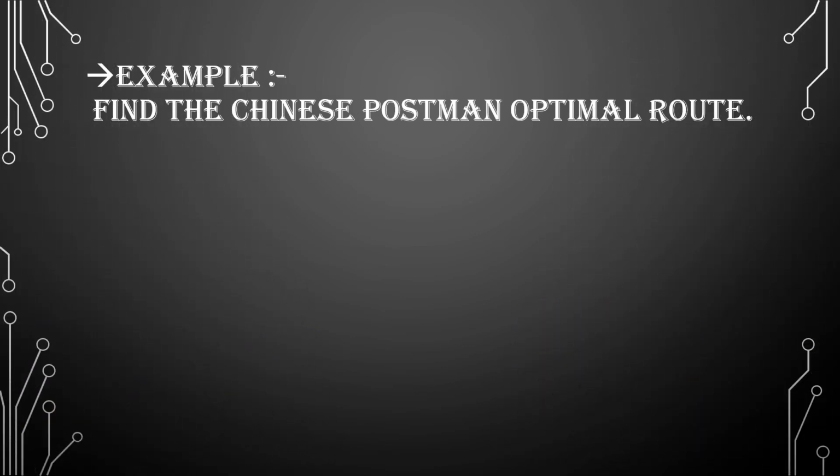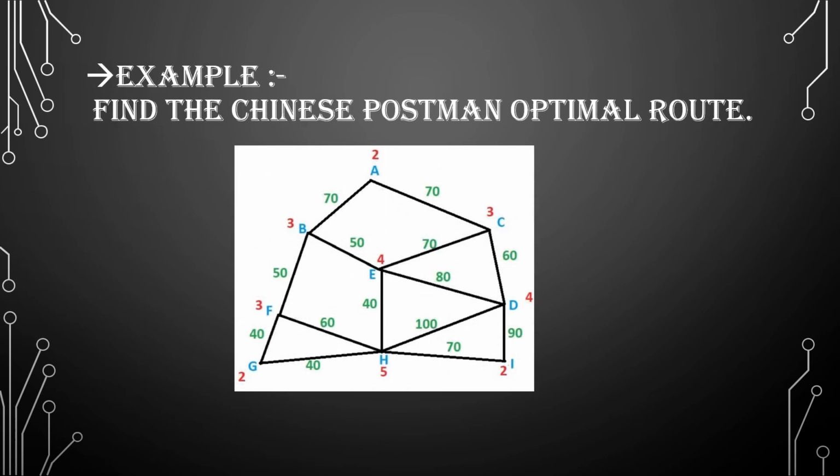So find the Chinese postman optimal route. Okay. Let us see this example. In this example we need to find the Chinese postman optimal route. So what is the minimum, the optimal distance, by this theorem?